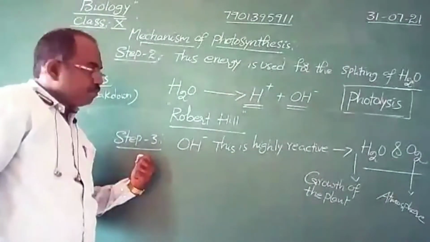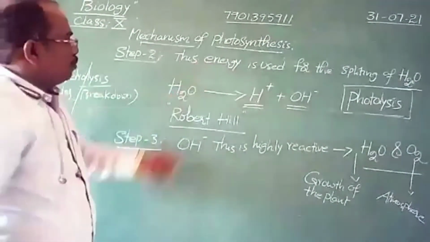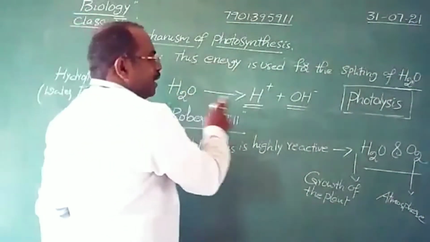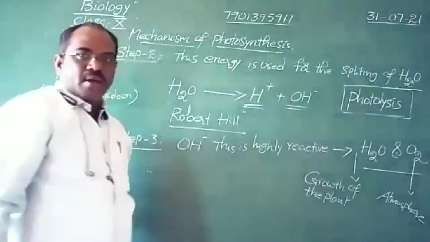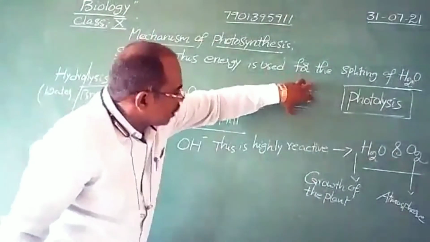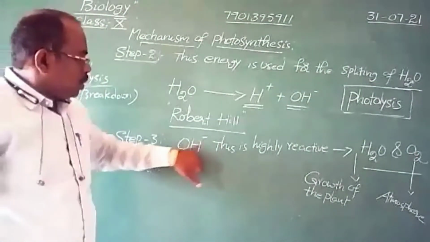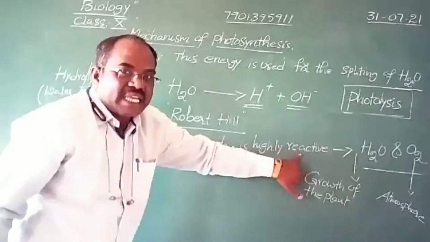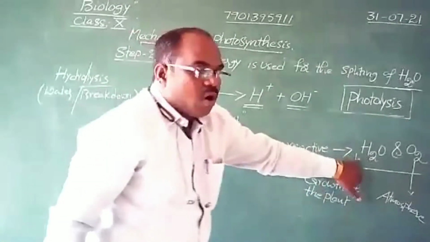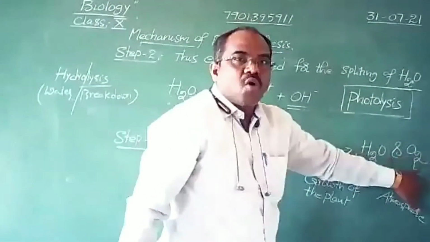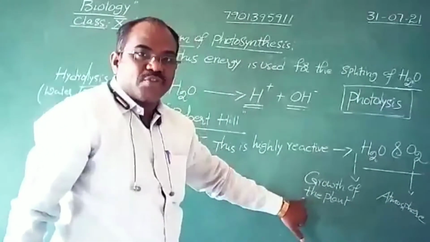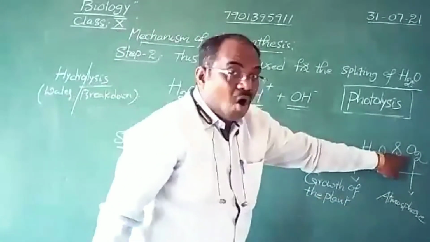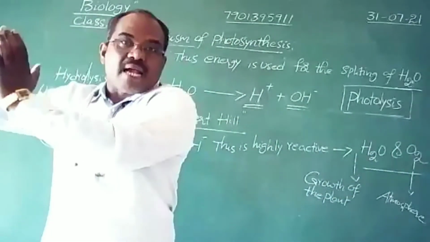Step 3. In step 2, the water molecule is split. They form H positive ion and OH negative ion. The OH negative ion is highly reactive. They can form water and oxygen. Water is essential for growth of the plant body and oxygen is escaped into the atmosphere.